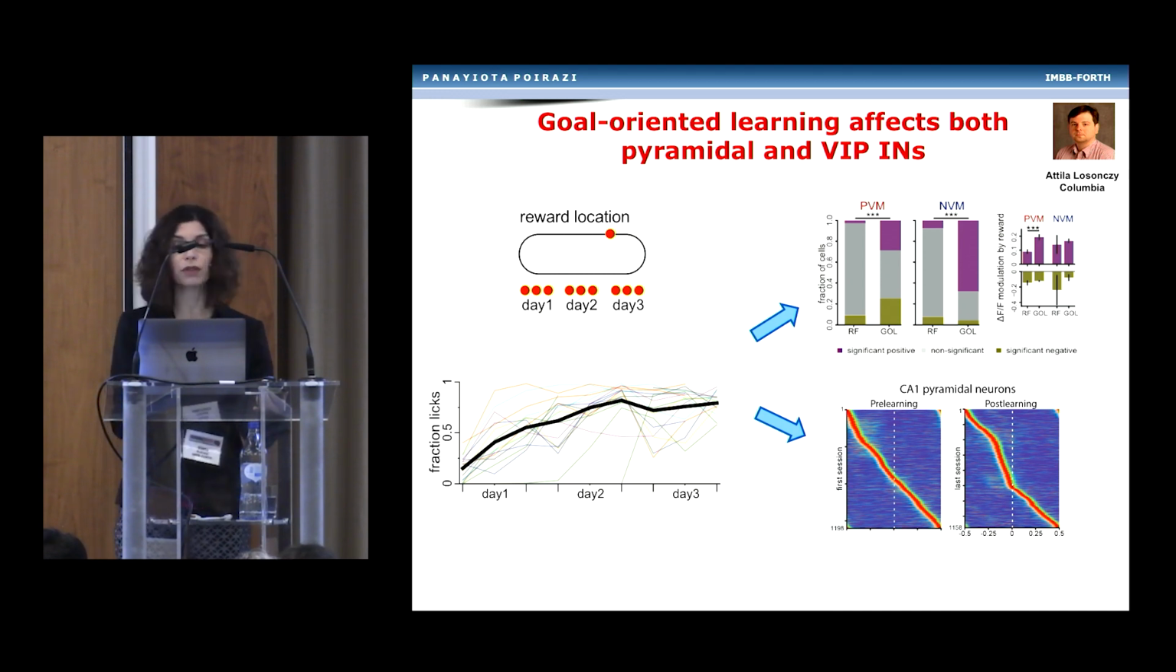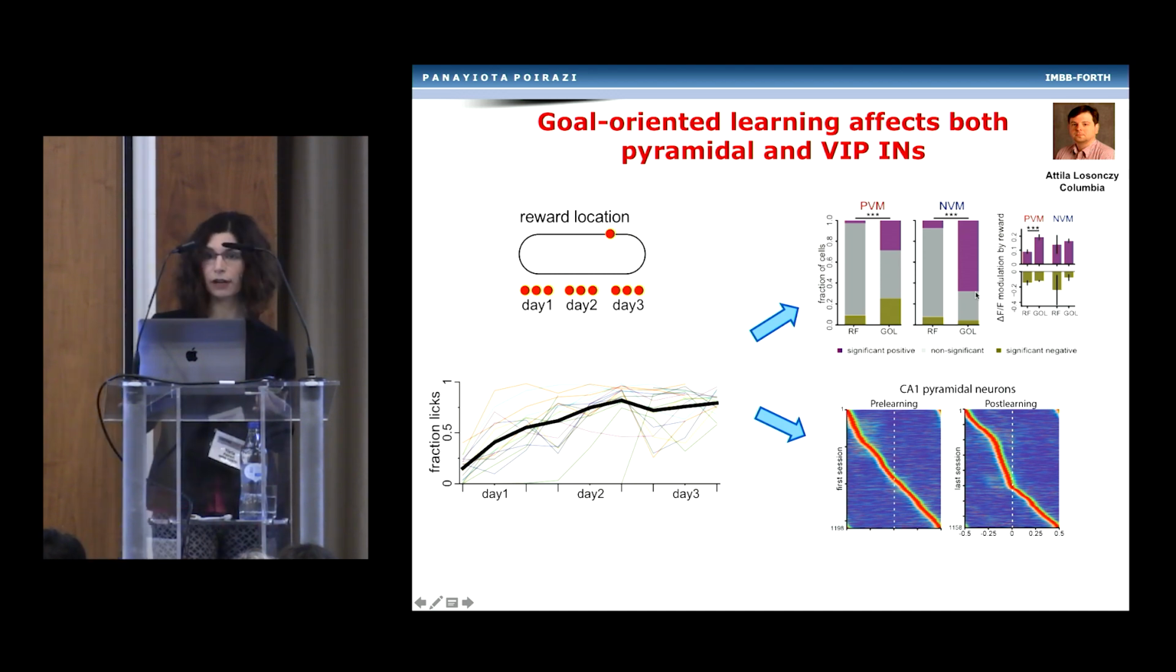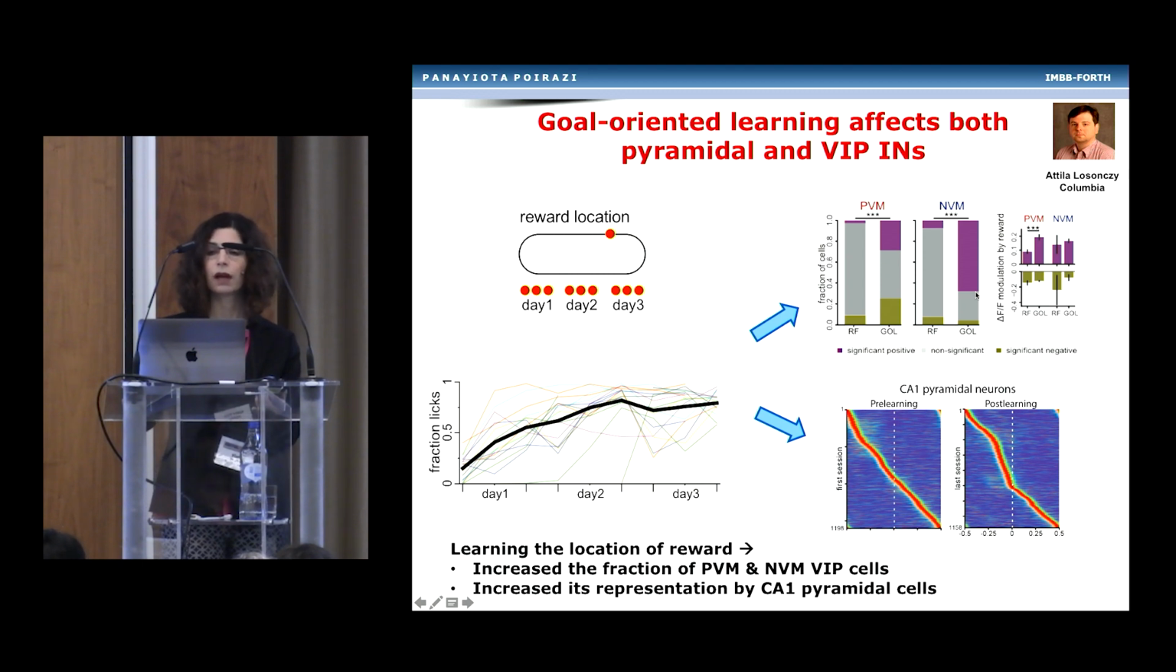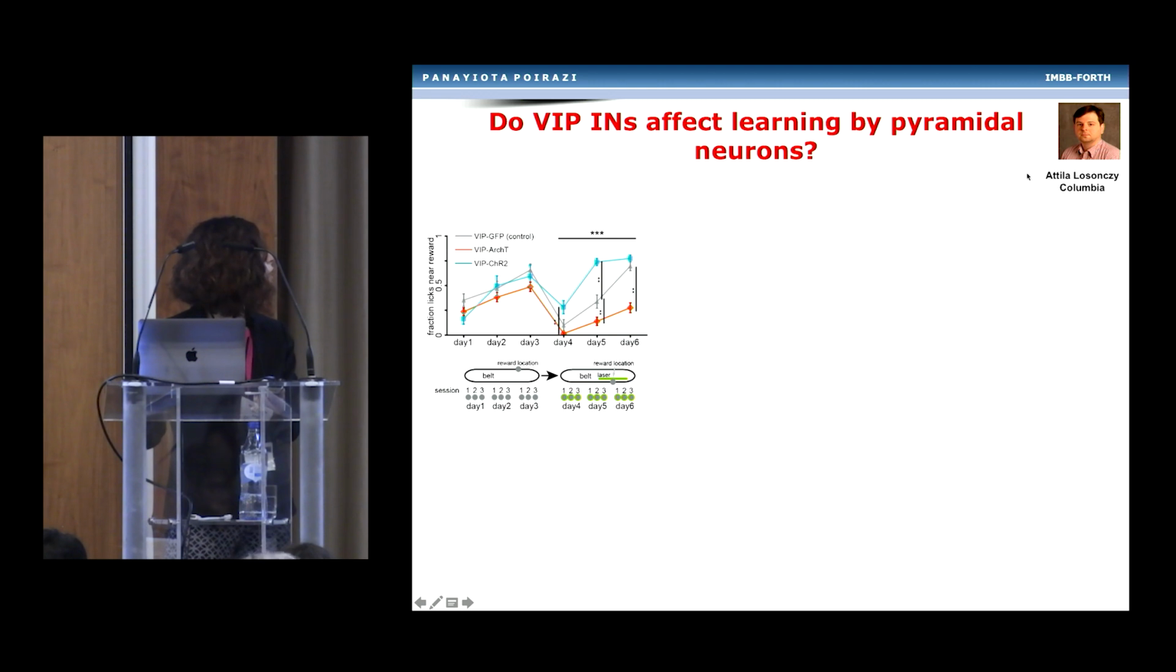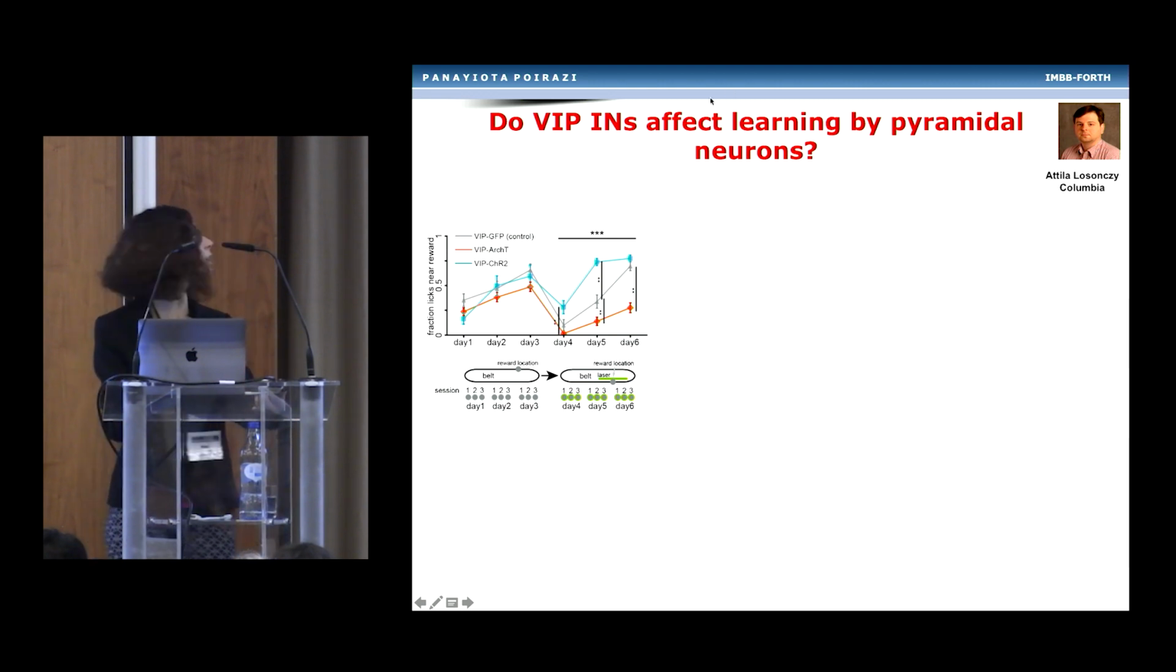And the question is whether there is a link between these two observations, the increase in the VIP neuron modulation and the learning of the reward location. So to do that, what Attila did is essentially to train the animal in a double task. So first, you learn the location of the reward in one task, and then they shifted the reward to a new location to make the task more challenging. And they retrained the animals to learn this new location.